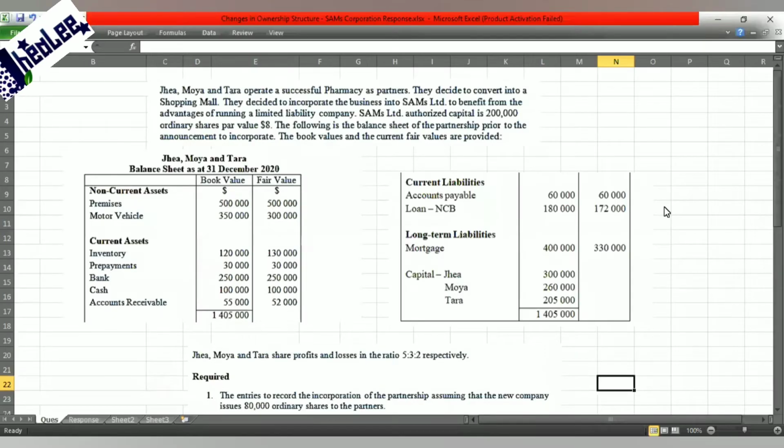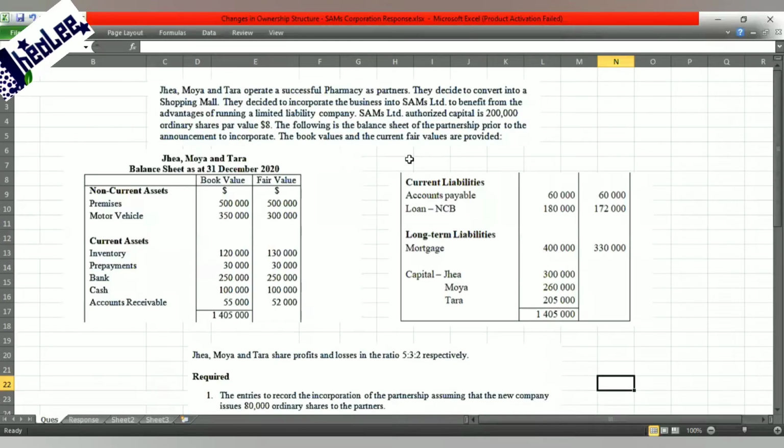So here's our worked example. The question that we're using: Jay, Moya, and Tara operate a successful pharmacy as partners. They decide to convert into a shopping mall. They decided to incorporate the business into Sam's Limited to benefit from the advantages of running a limited liability company. So they're changing from a partnership into a company, and it is now called Sam's Limited. Sam's authorized capital is 200,000 ordinary shares, par value $8. The following is the balance sheet of the partnership prior to the announcement of the incorporation.